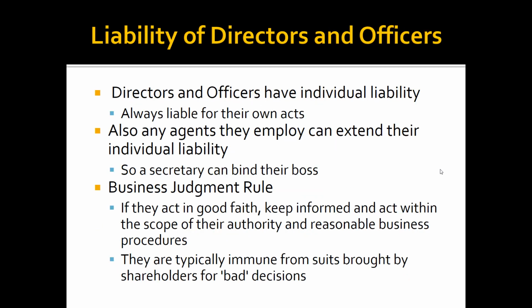What about their liability? Now, these directors and these officers obviously still have individual liability for their own acts. So if they screw up and they're not acting for the corporation, they're acting for themselves, they still have their own liability. Any agents they employ can extend their individual liability. So if a secretary does something at the direction of the boss or within the scope of behavior, that can be binding against his or her boss.